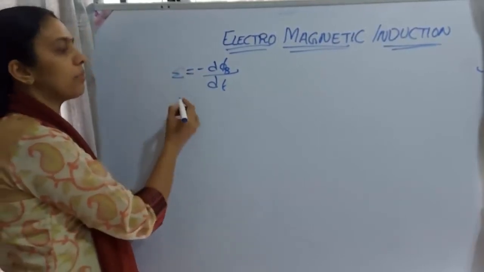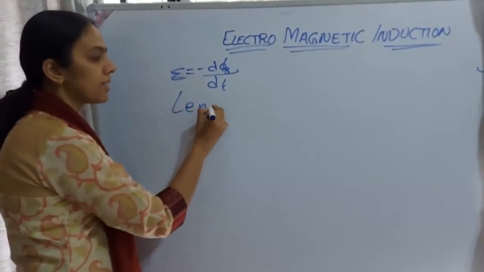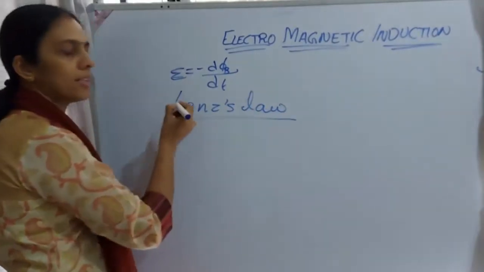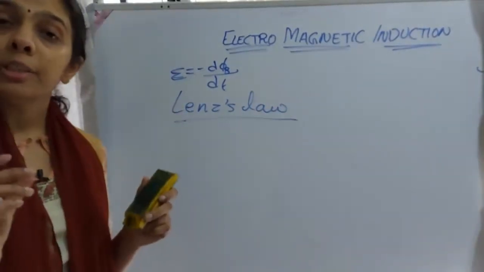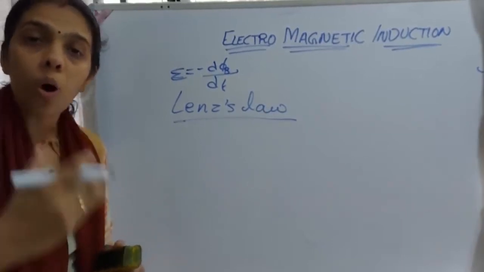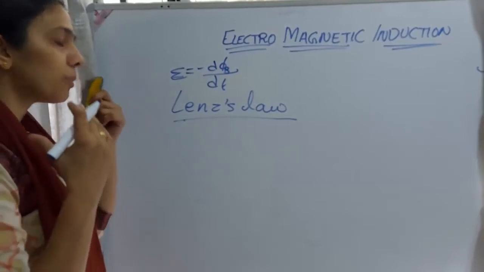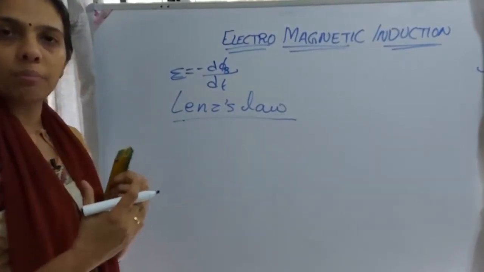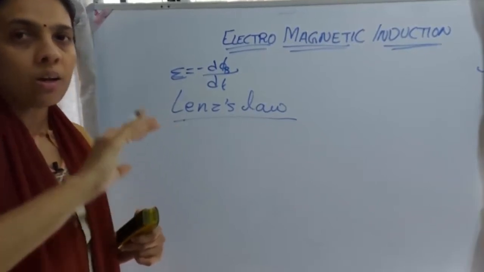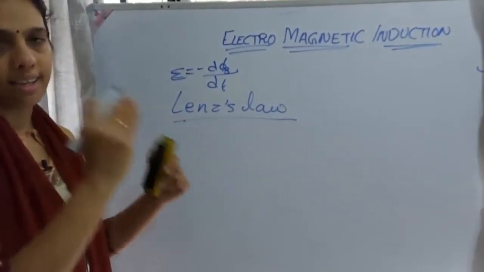This explanation is given by Lenz's law. Next, we are going to study what Lenz's law is. The induced EMF will always oppose the cause for its production. So, what is the cause of the production of induced EMF? Change in magnetic flux. So, it won't allow the magnetic flux to change. That is Lenz's law.